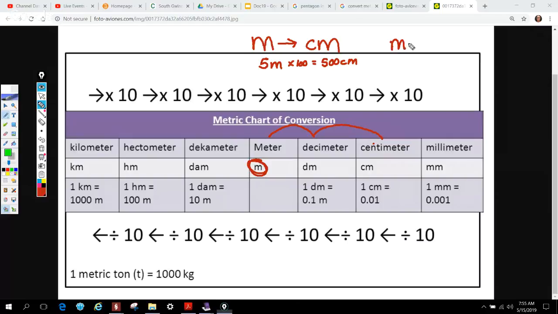If we're going from meters to millimeters, that's 3 jumps. So 5 meters, 3 jumps means we're going to have 3 zeros. 5 meters is the same thing as 5,000 millimeters. So this conversion, remembering to jump 2 to centimeters, 3 to millimeters, you're going to have to know this. Going from millimeters to kilometers is the same idea, we're going this way. So let's go back to this question.